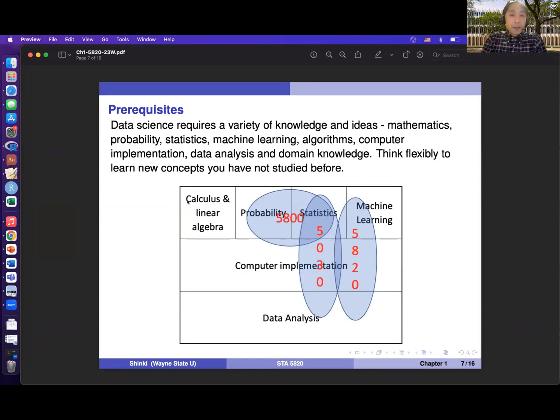Calculus, linear algebra, probability theory, these are the mathematics. Statistics is based on probability theory. Machine learning is based on statistics in some way. And after that we do computer implementation, then data analysis. The 5820 covers around here: statistics and machine learning, and also computer implementation and data analysis. 5800 is here and 5030 here. So we have more overlap with 5030.